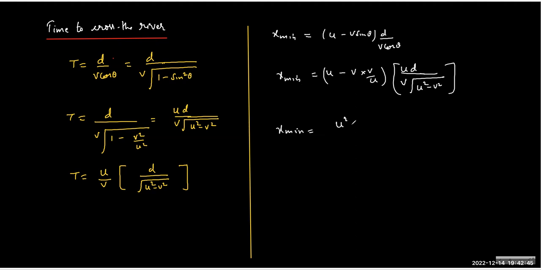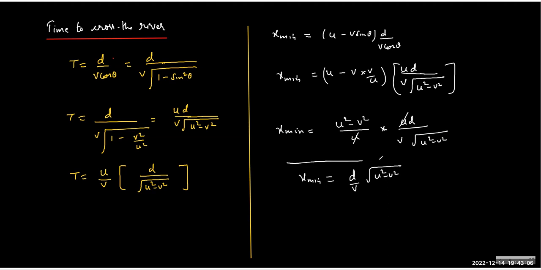So we got something really interesting. (u square minus v square) by u into u d by v under root of u square minus v square. So this u gets cancelled, and we can also write it in a nice way: d by v into under root of u square minus v square. Am I right? So can we simplify like this? Tell me. Yes, sir. Do you all realize this? Yes.